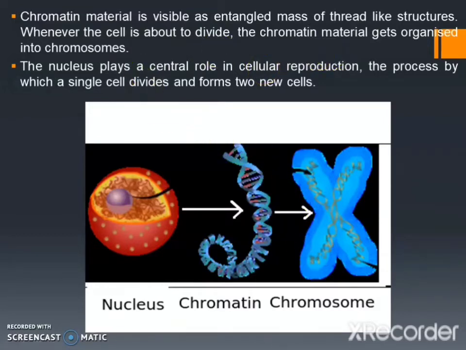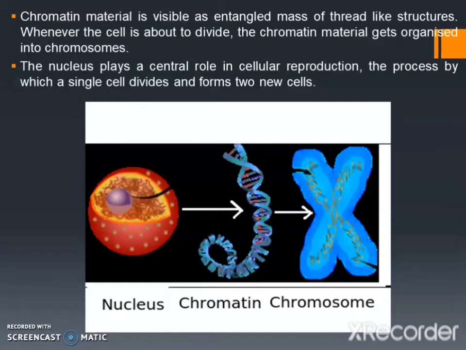Okay, now the nucleus plays a central role in cellular reproduction. So the process by which a single cell divides and forms two cells. അപ്പോൾ ഈ സെൽ ഡിവിഷൻ എന്ന് മിസ് പറയുന്നത് എന്തെന്നാണ്? ഒരു സെല്ല് ഡിവൈഡ് ചെയ്ത് രണ്ടായിട്ട് മാറുന്നത്. Okay, and who is playing the major role in this? It is the nucleus. So the nucleus will play a major role in cellular reproduction. Cellular reproduction means a cell is dividing into two, and it is a process by which a single cell divides and forms two new cells.